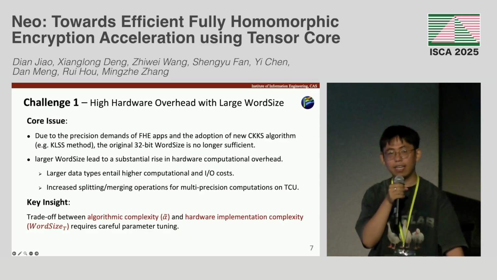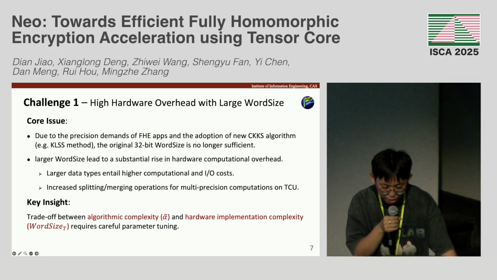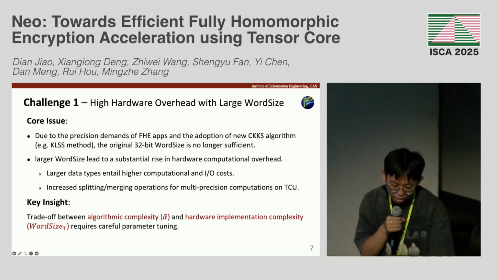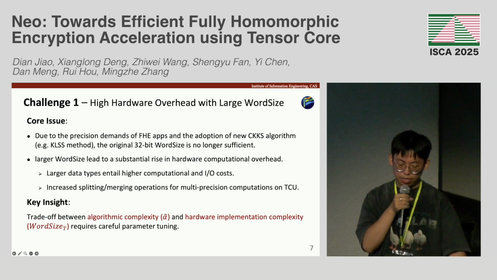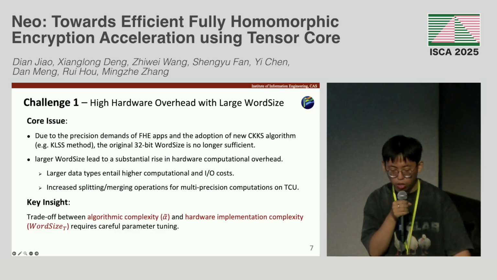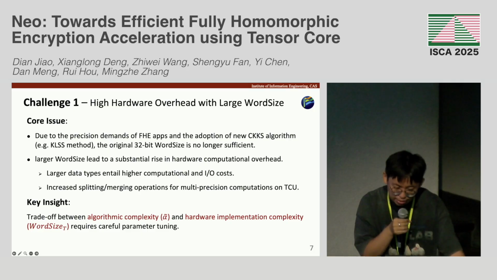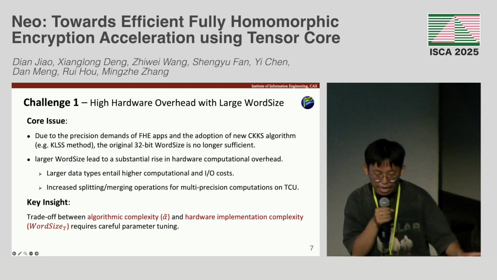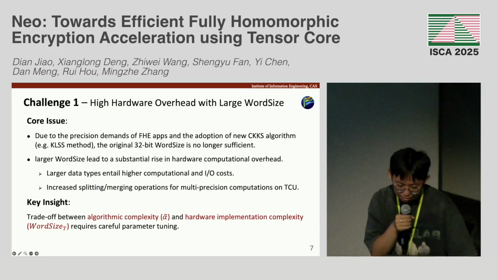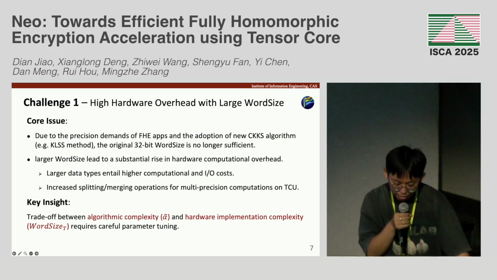Our key insight here is that there is a trade-off between algorithmic complexity and hardware implementation complexity. This trade-off is influenced by the word size. The key LLS method transforms polynomials from the original modulus space to a new modulus space T. And the word size of the modulus space T is referred to as word size T, which can be chosen manually.